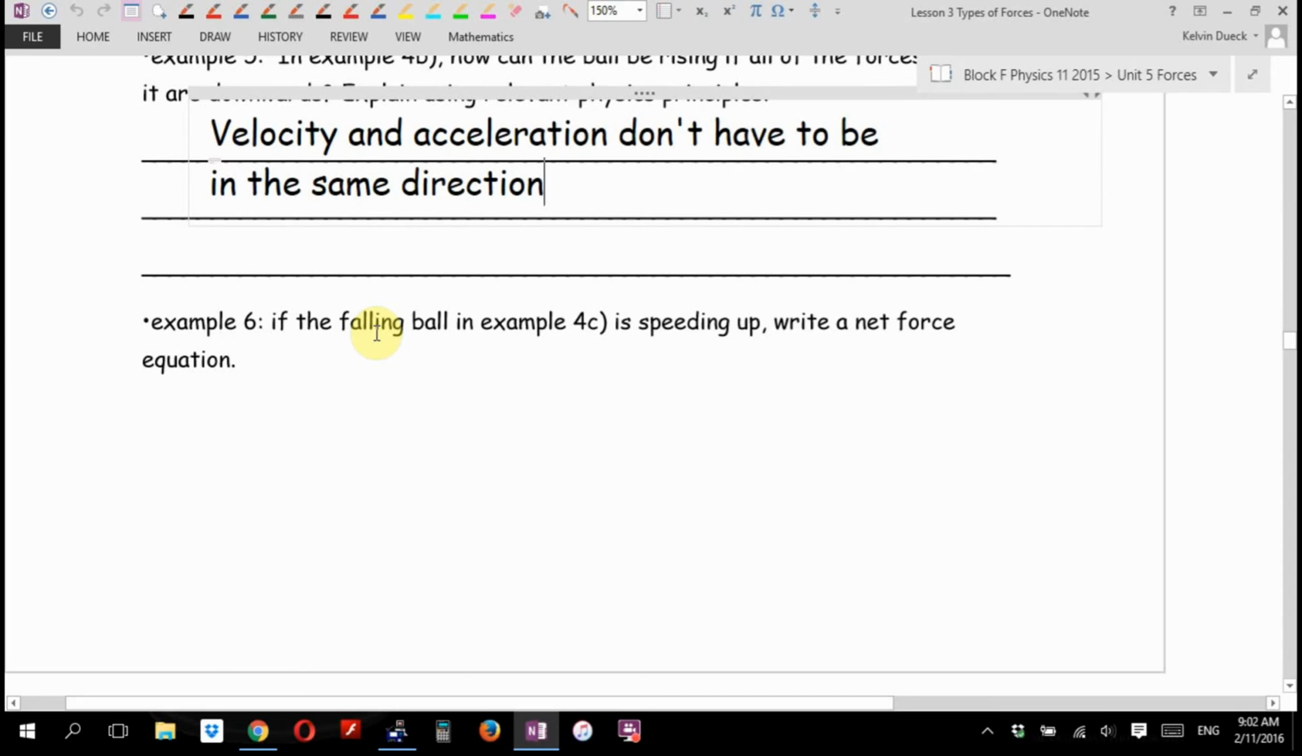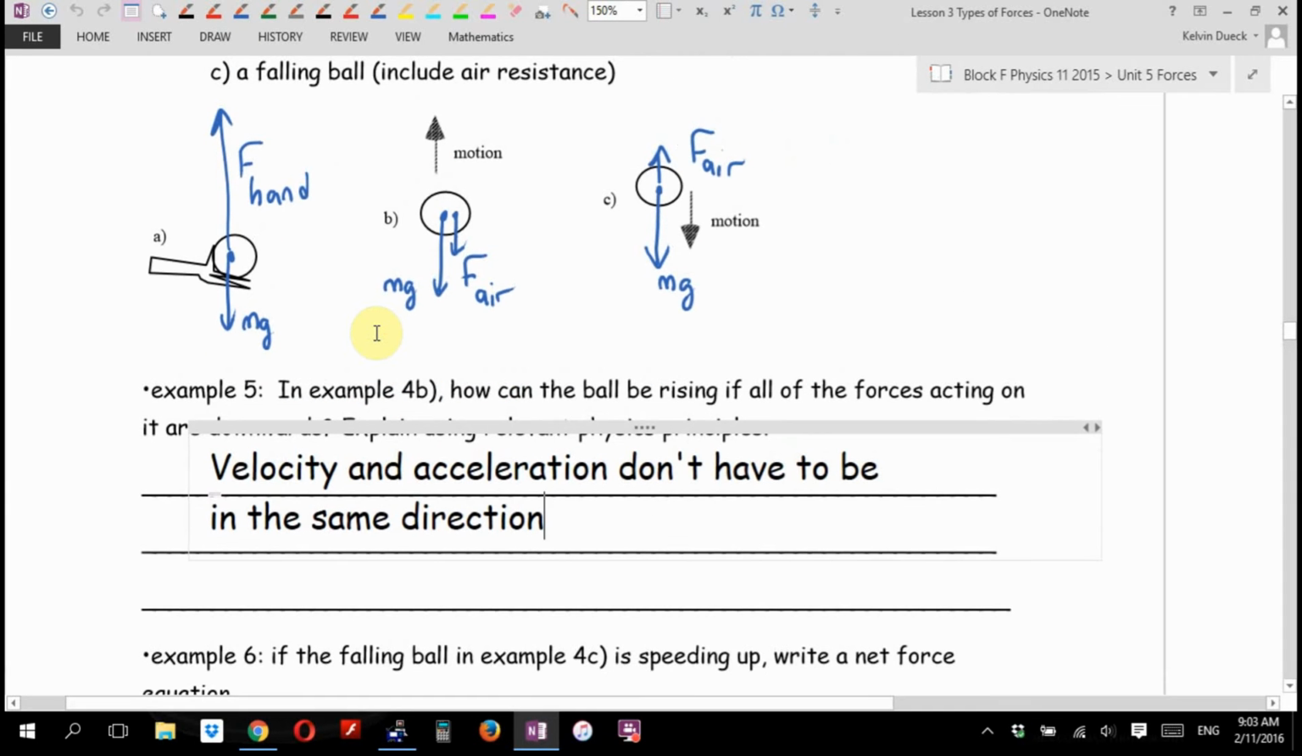Example 6, if the falling ball in 4C is speeding up, write a net force equation. I had to add that because I've given you a little secret then. If it's speeding up, which way is it accelerating?